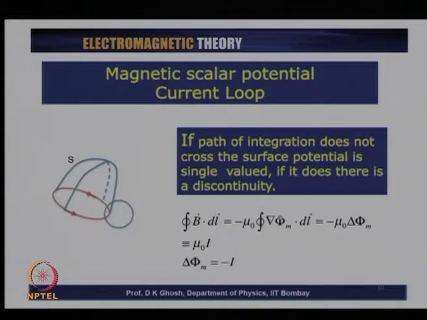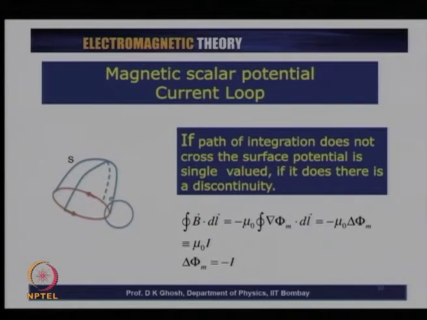Now, suppose I have a loop here. Now, notice that if this loop is encircled by a path which crosses this loop, like for example, this one, then according to Ampere's law, if I am going to integrate on this path, then I will have a discontinuity, because integral of b dot dl is equal to mu 0 times the current enclosed, and in this path there is a current enclosed.